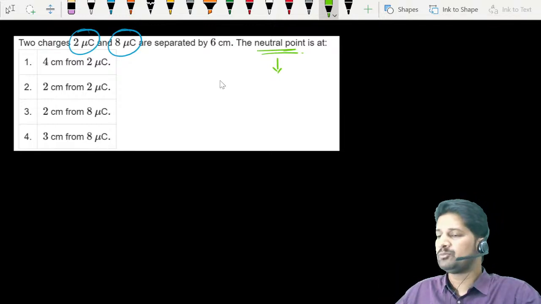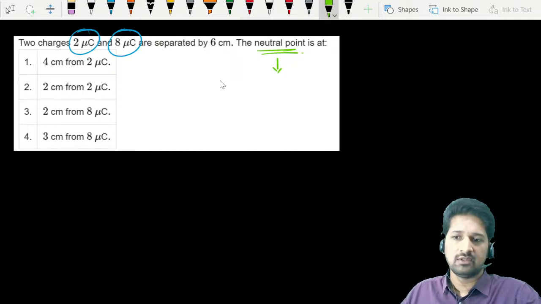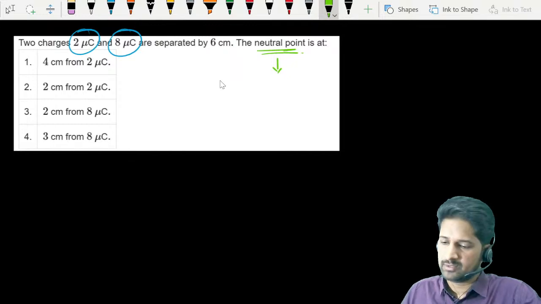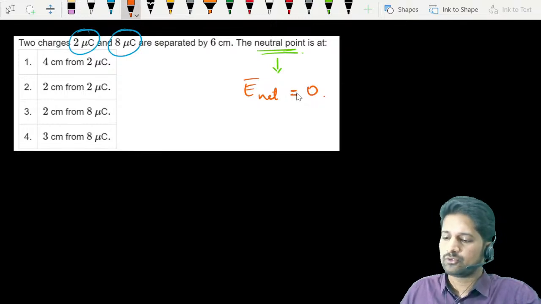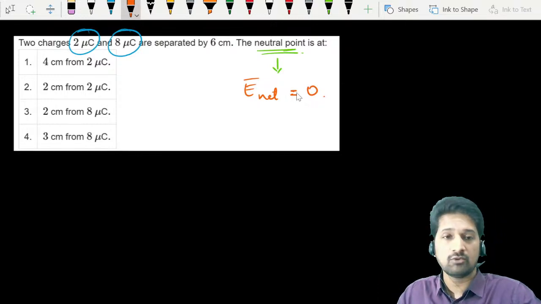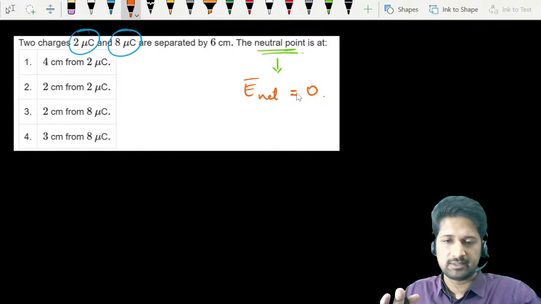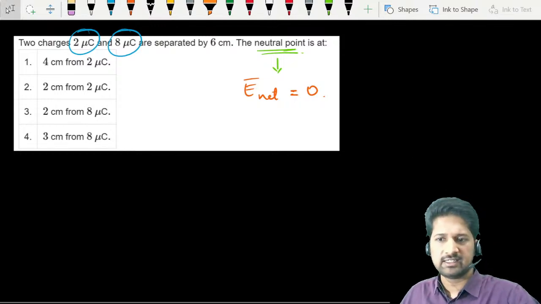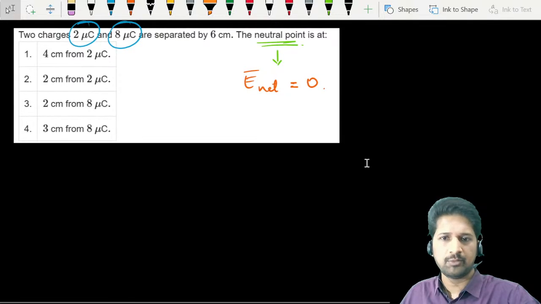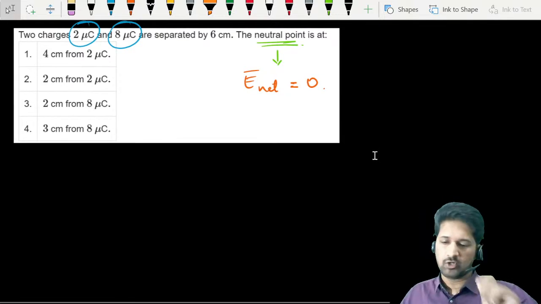If asked in gravitation, the gravitational field is zero; if asked in electrostatics, that means the net electric field should be zero. So the net electric field produced by these charges must be zero. They want you to find out where the neutral point is. I'll explain this question conceptually, and at the end I'll give you a formula which can help you derive the distance of the neutral point directly.